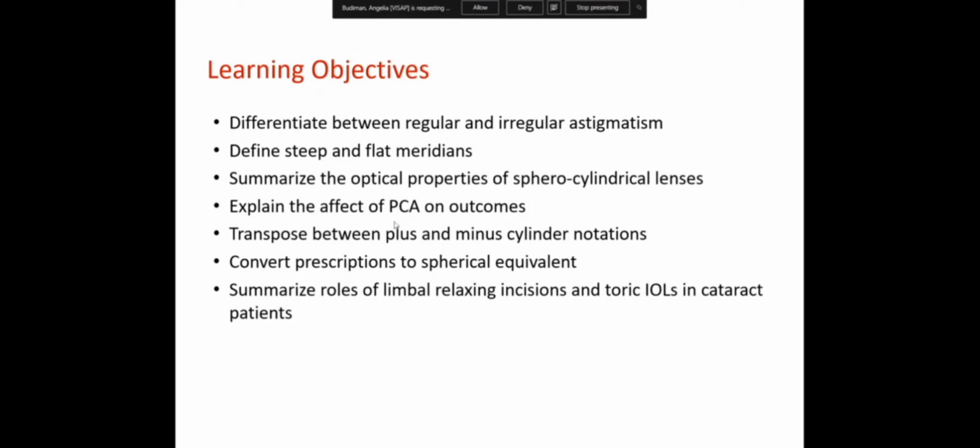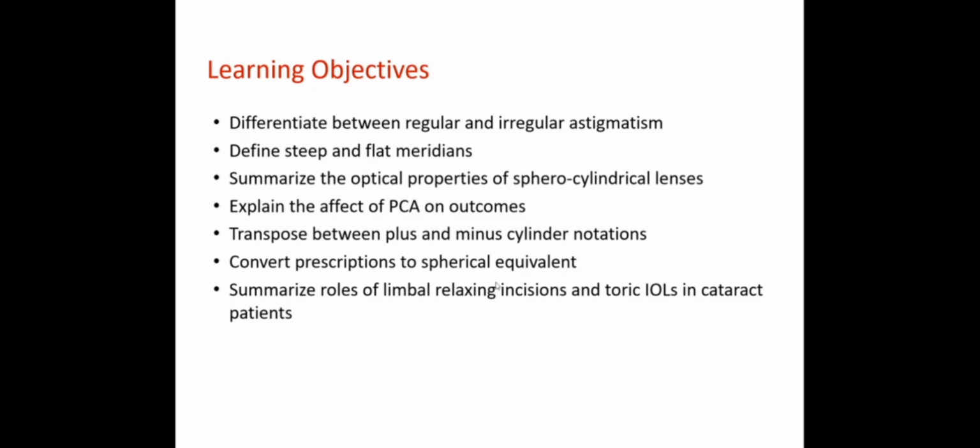So this is representing astigmatism on spectacles. But again, this is only one way of representing it. And I'm going to explain what plus and minus represents, or how it is significant to us. And how do you convert prescriptions to spherical equivalent?